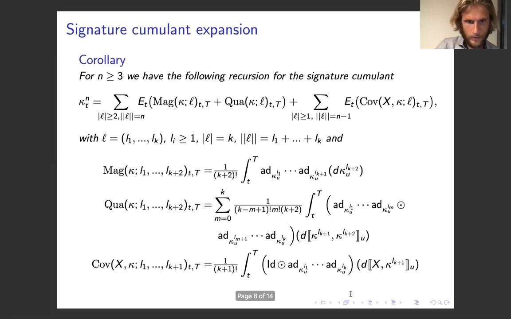And this recursion proceeds to higher levels, and we obtain this explicit recursion here. So we have that the levels of the signature cumulants are given in this order: we have this term here, Magnus, and I will explain in the next slides why we denote this by Magnus. And we have this quadratic variation term, which depends on the quadratic variation of kappa. And we have these cross variation terms, which depend on the cross variation of x and kappa. So the time is not enough to go into more detail here.